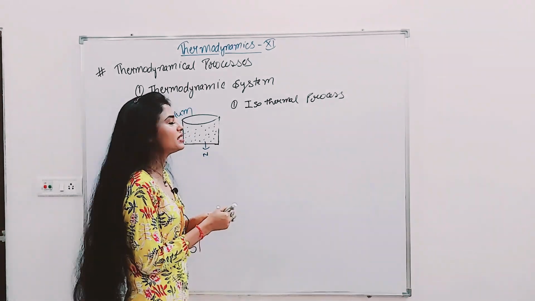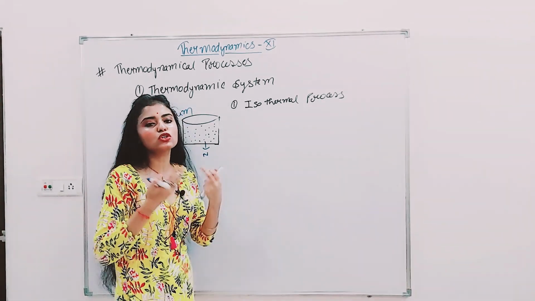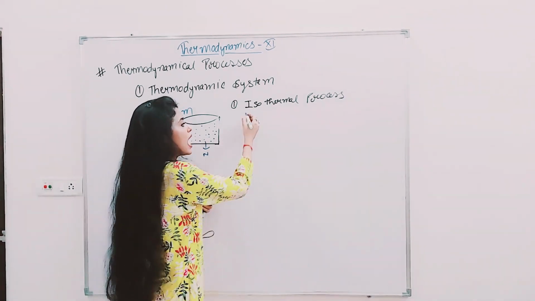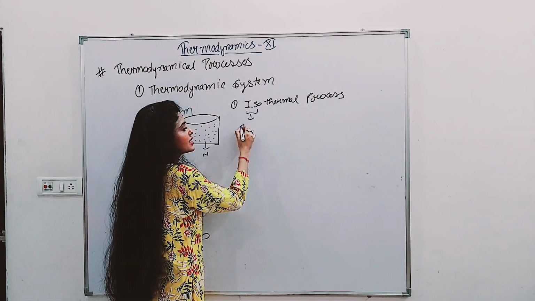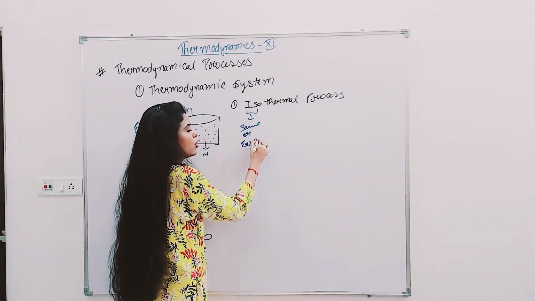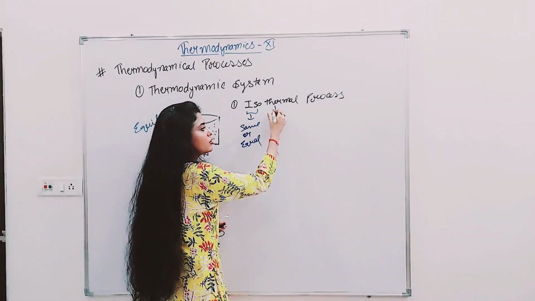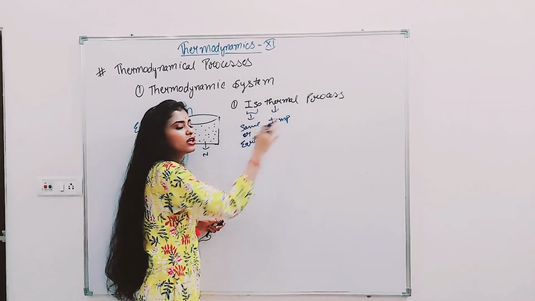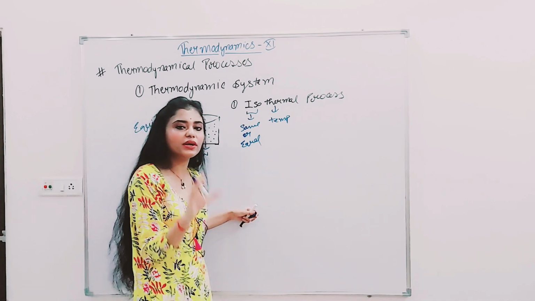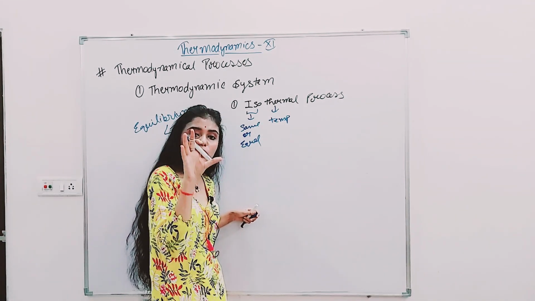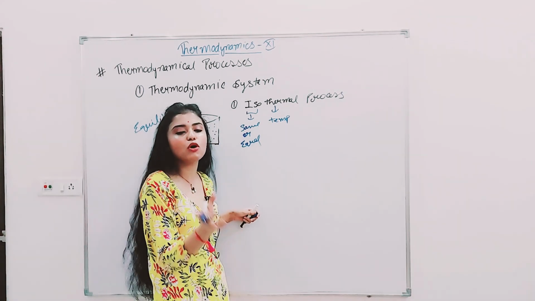See, iso basically is a Greek word. As we know, most of the words in science originated from Greek words. The word iso means same or equal, and we know that the word thermal means temperature. That means in an isothermal process, as we have already understood, the temperature is going to remain constant, or same, or equal.